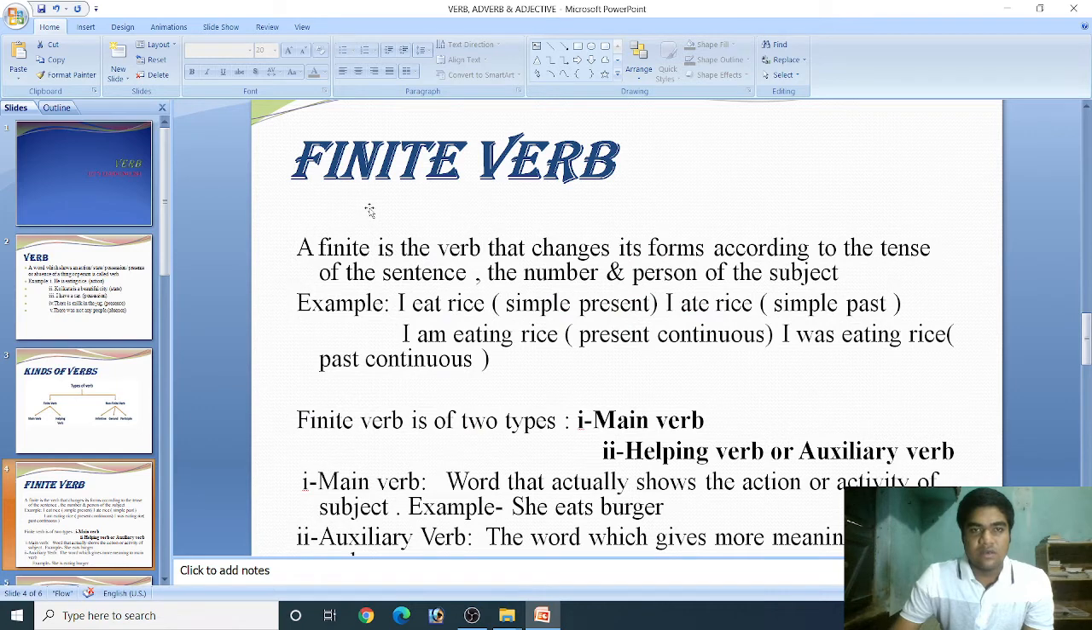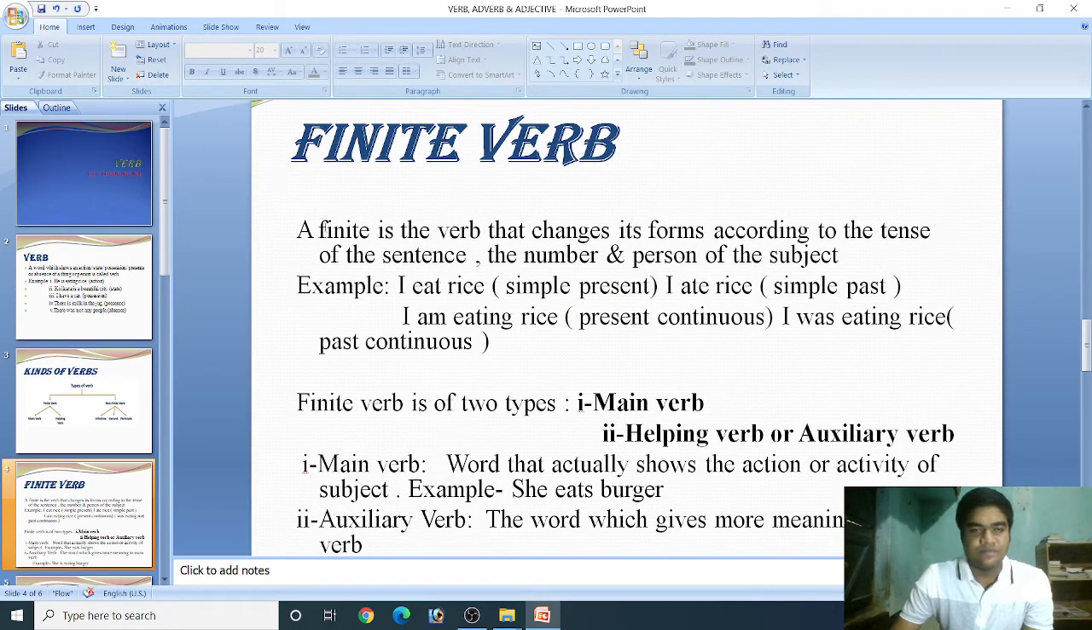So let us understand what is finite verb here. A finite verb is the verb that changes its form according to the tense of the sentence and the number and person of the subject. Let us understand this definition by these two examples. The first thing I said about the finite verb is that it changes. When does it change? It changes when the tense of a sentence changes.